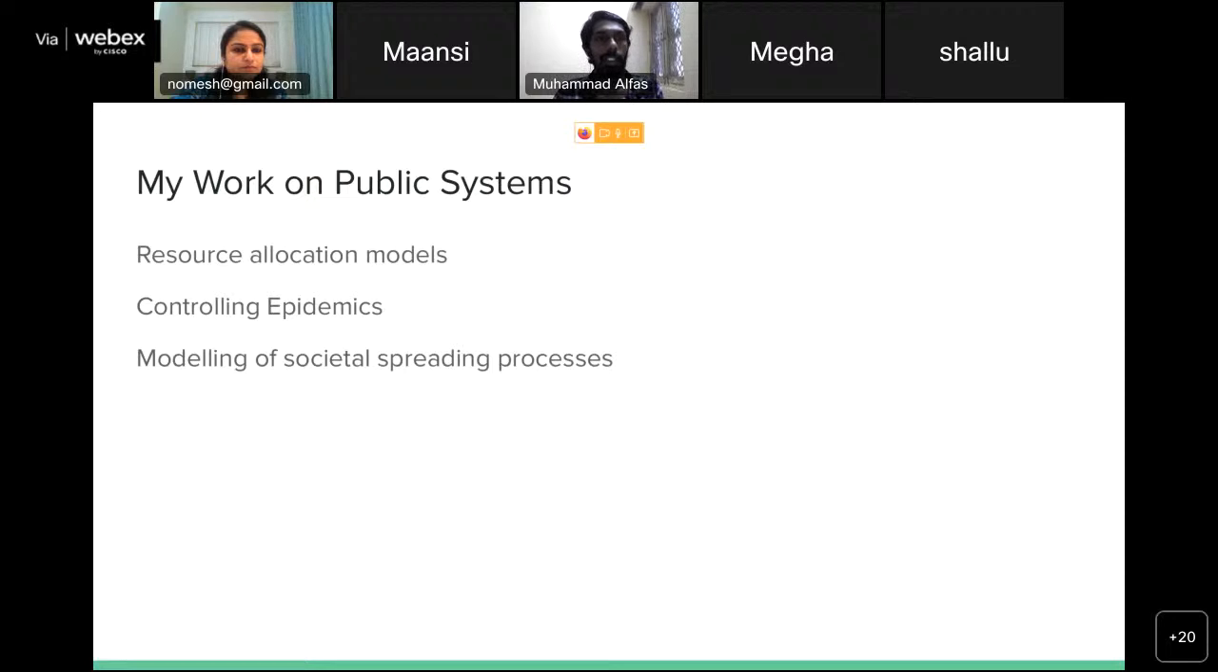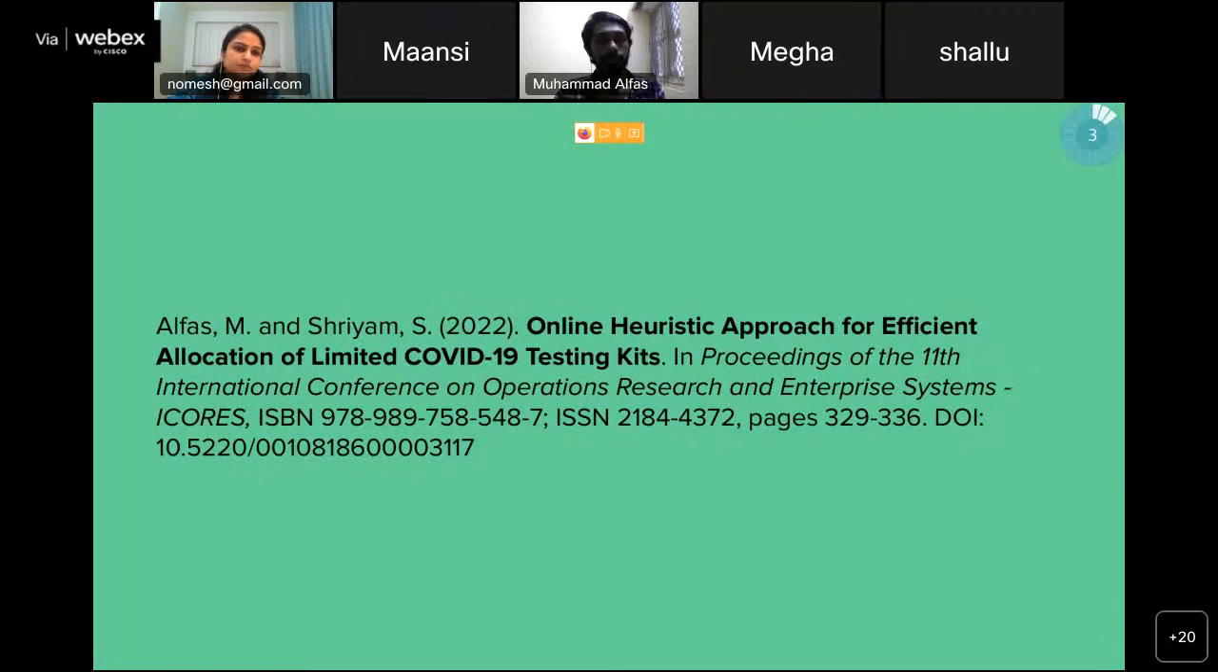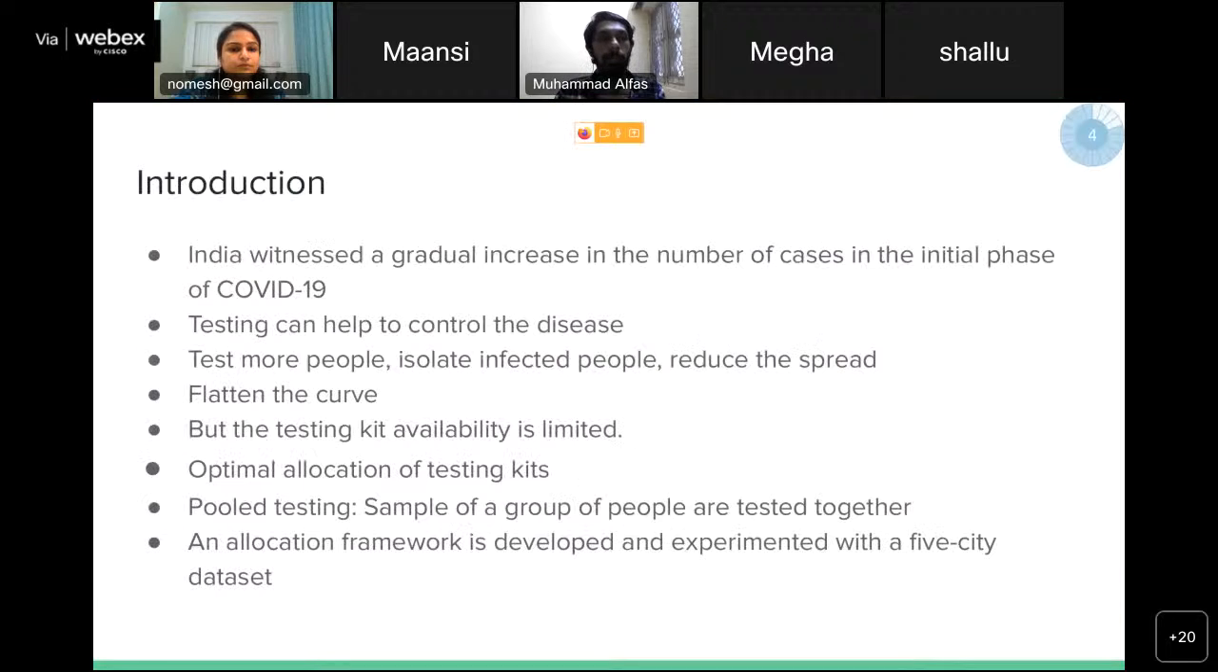My major research focus is on modeling of societal spreading processes using simulation models. So this is about my work on public systems, and since this topic is regarding public systems, it comes under the PSPO symposium. This talk is based on the paper I presented along with Professor Shaurya Shriyam at the ICORS conference, the International Conference on Operational Research and Enterprise Systems. This is the citation for the paper.